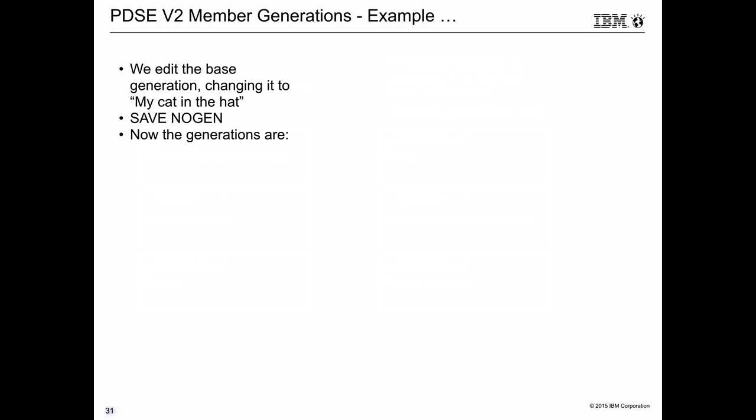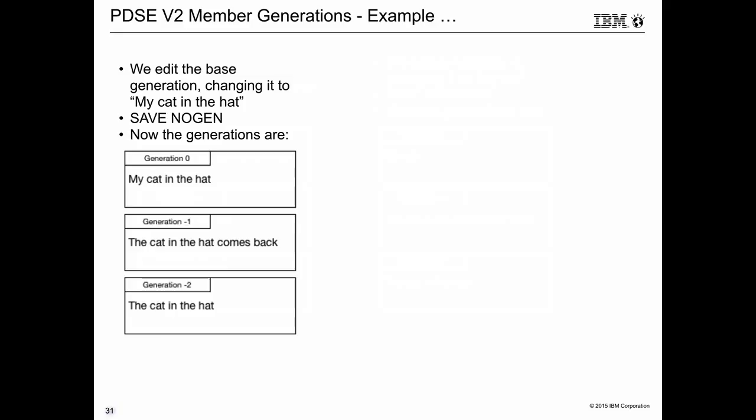So remember, that says we want to save the base generation but not push anything down in the previous generations. So my cat in the hat becomes the new base generation, and the other two are unchanged from what you would have seen on the previous chart. So that gives you a little flavor of what new gen and no gen are used for and how you use them.